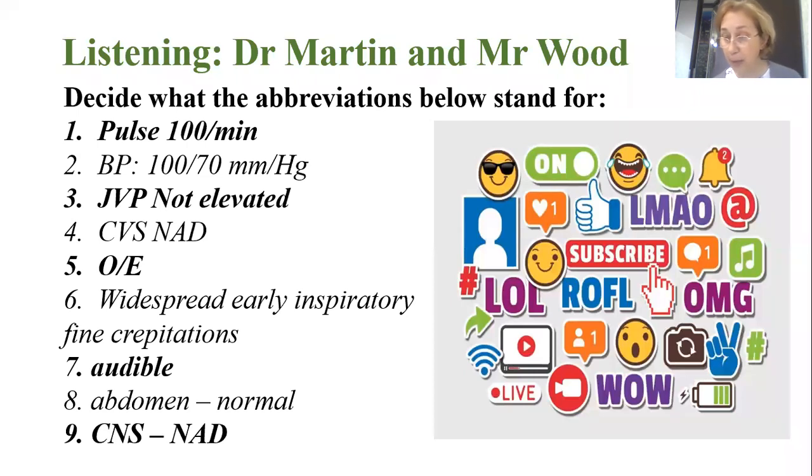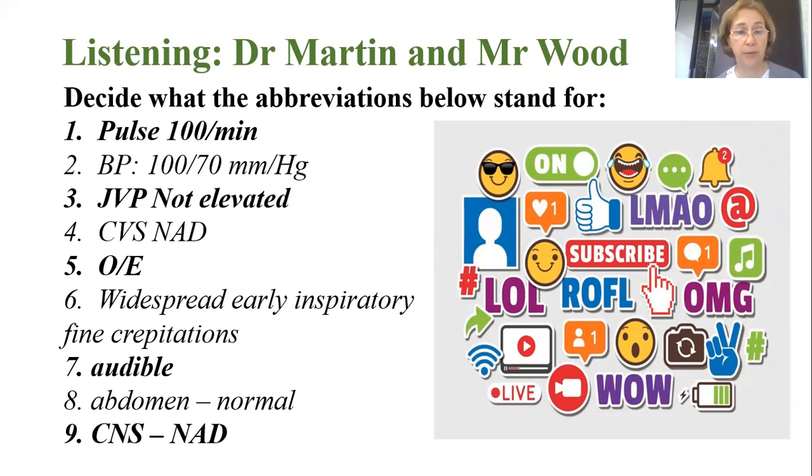Okay, so Yosif, please, the next number 5. These letters, what do they mean? OE. Actually, this is on examination. So then there is widespread early inspiratory fine crepitations. So crepitations are some kind of sounds in the lungs.